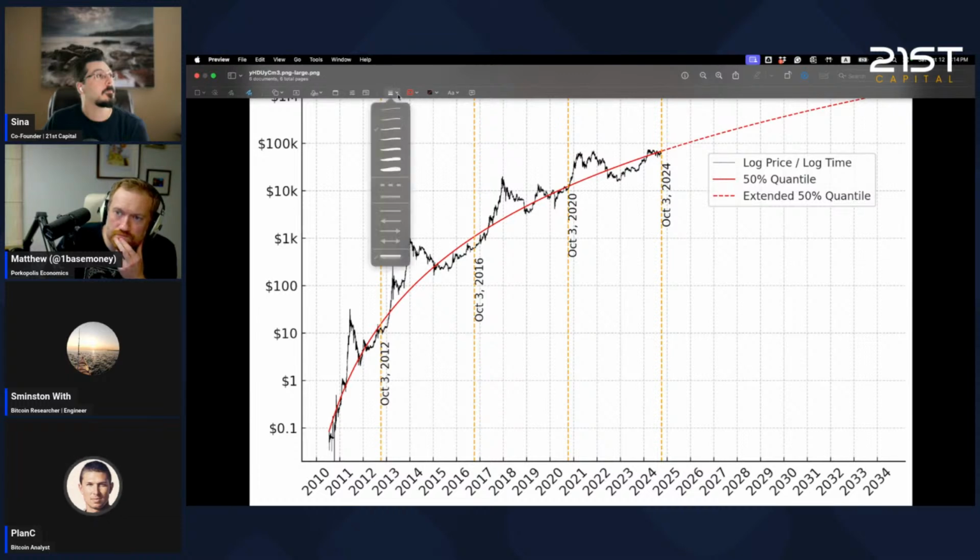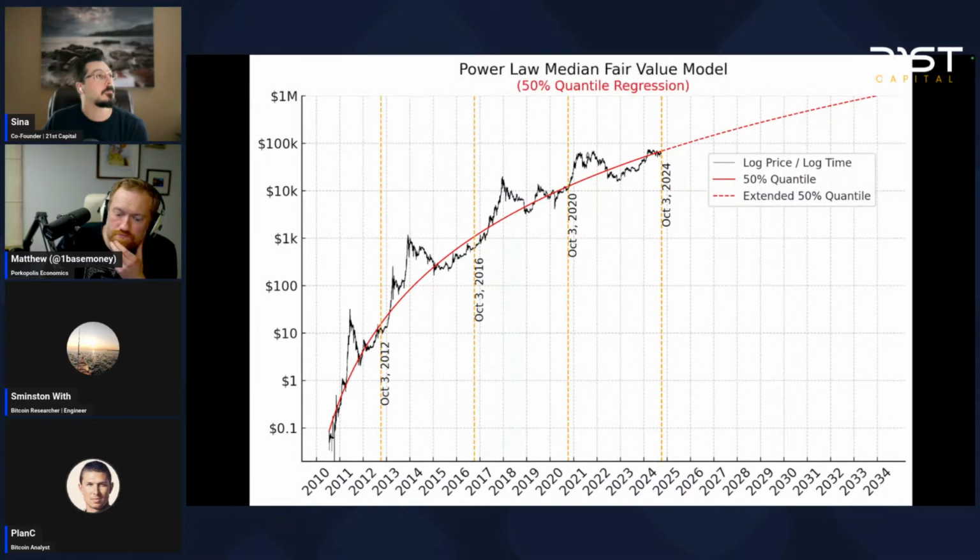extend this out until 2034? This obviously doesn't guarantee this is where the price is headed. This is just the data, the current data, what it shows. That's all we show, we just show the data, not financial advice. But essentially, if you extend this growth rate of the fair value based on that median way of looking at it through the quantile, the 50th percentile, we hit exactly $1 million.